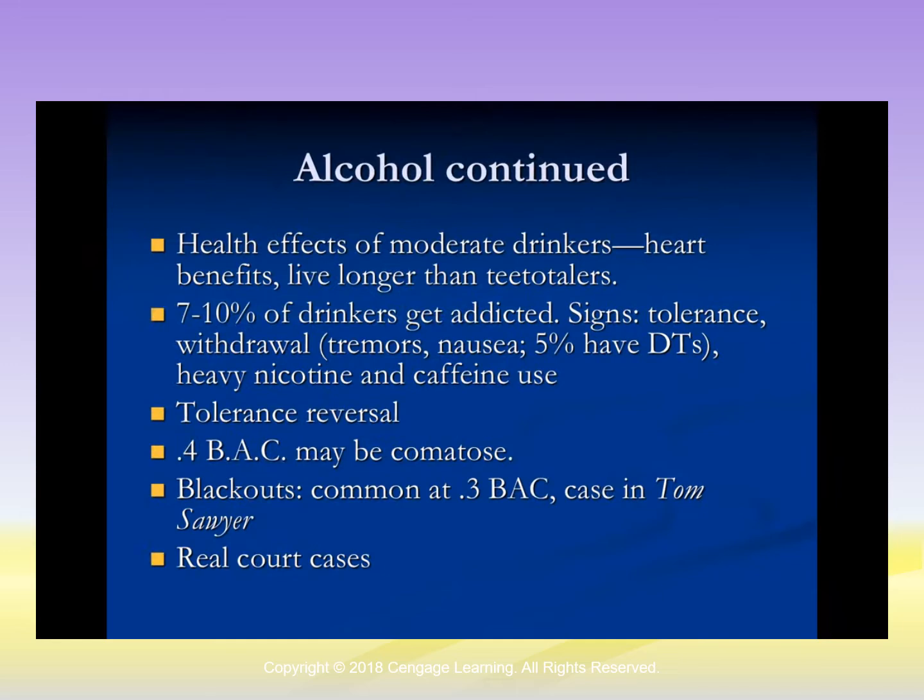And there are a lot of court cases about alcohol. And again, alcohol is present in the majority of domestic violence incidents. And it's important to look at the role of alcohol in different court cases.